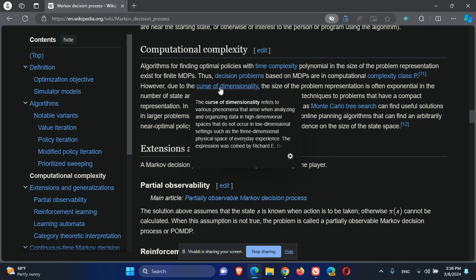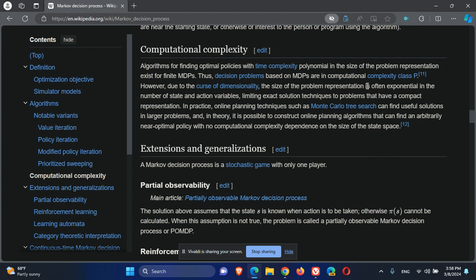However, due to curse of dimensionality, the size of problem representation is often exponential in the number of state and action variables, limiting exact solution techniques to problems that have a compact representation. In practice, online planning techniques such as Monte Carlo search can find useful solutions in large problems, and in theory, it is possible to construct online planning algorithms that can find an arbitrary near optimal policy with no computational complexity dependency on the size of the state.